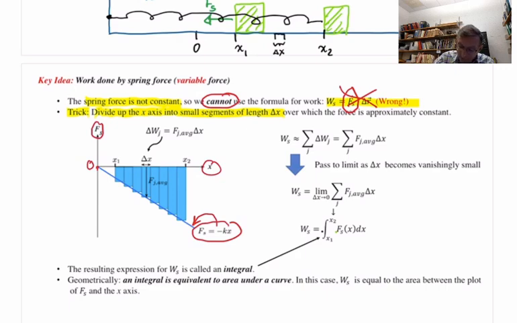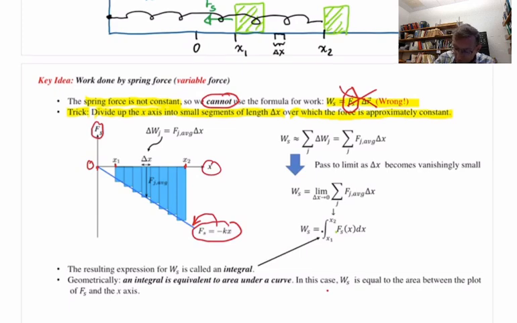And I've also marked the points x1 on the x-axis and x2. And I've imagined dividing up the region between x1 and x2 into a whole bunch of little lengths delta x. I've emphasized one of them, but there's a whole bunch of them in there between x1 and x2. All right, now here's the trick, or the next part of the trick. We will assume over each length delta x that the spring force is approximately constant. And so we will assume it's constant.